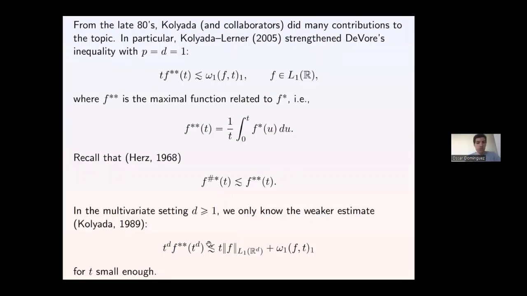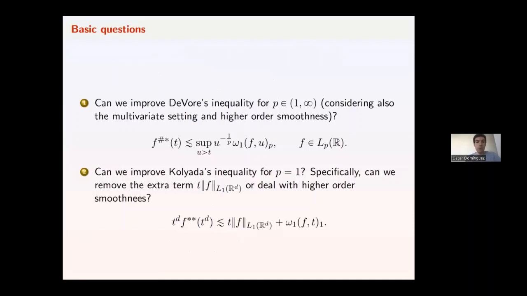So some questions arise here. Let me pose these questions. The first question is, can we improve the Bohr inequality for p larger than 1? And in particular, what happens with the multivariate setting of the Bohr inequality? Or what happens in the Bohr inequality if we are interested in higher order smoothness? Recall that if you increase the order, you get better and better estimates.